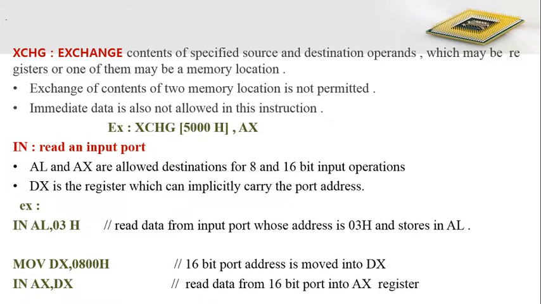Next, MOV DX, 0800H and IN AX, DX. Here, this DX register is implicitly used for representing the port address. So DX holds this port address 0800 while executing this move instruction, and after that we can call IN AX, DX. That means DX now holds the port address set by this move instruction. So from that port address we can load the value into register AX. So here DX is the register implicitly used for storing the port address, and AL and AX registers are used as destinations in case of inputting.